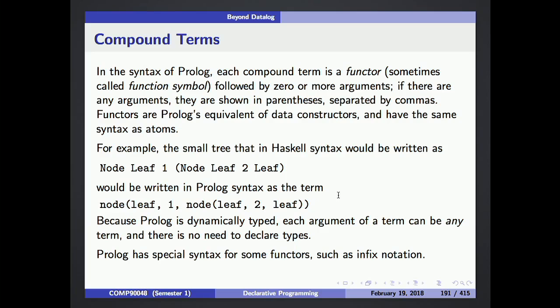Right, so this is much more familiar. These are kind of how I'd think about writing functions in many other languages, right? So this is just a term, exactly the same as Haskell things, just an object, basically a way of storing information. Okay, because it's dynamically typed, there's no types, I can just put any term under any other term. So no need to declare types. And there's some special syntax for functors, particularly infix notation. We'll see some of that later on.